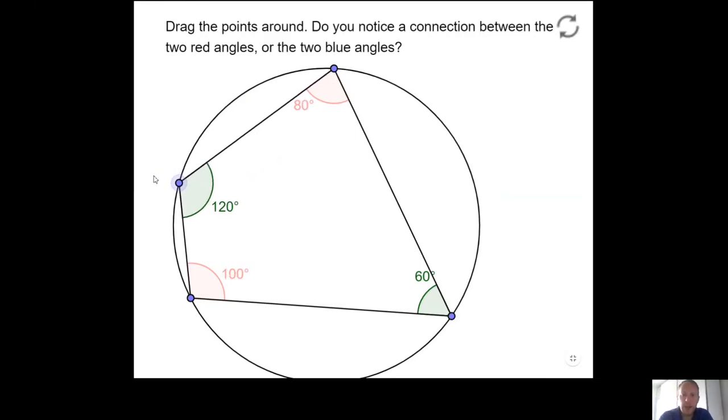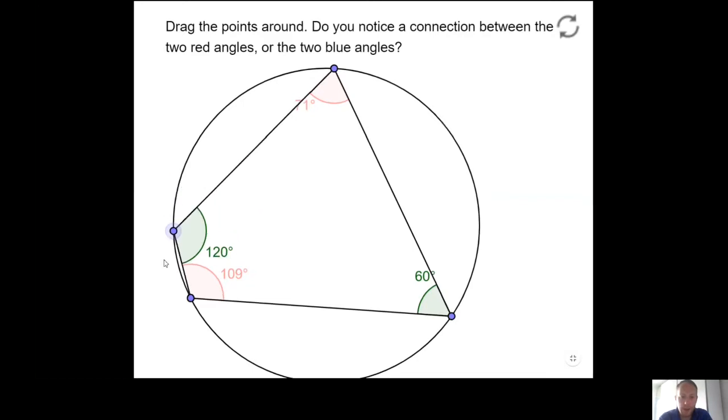So the connection between angles in a cyclic quadrilateral is that opposite angles add up to 180 degrees, and that's always the case. Just be really careful where the opposites are. So if it's really close like that, it's going to be that green one and this green one. These two will add up to 180, and then the red ones also add up to 180 degrees.